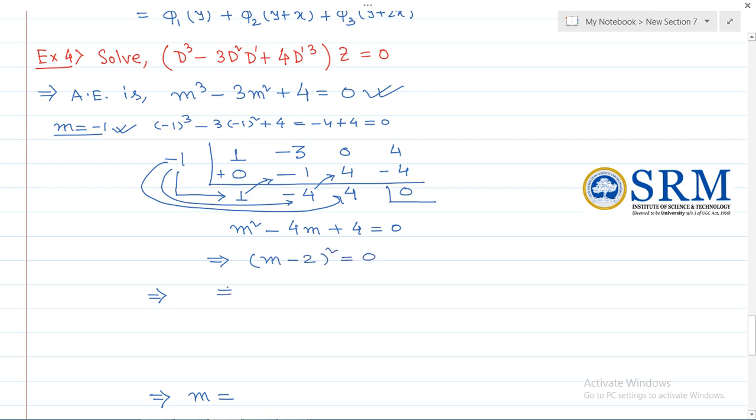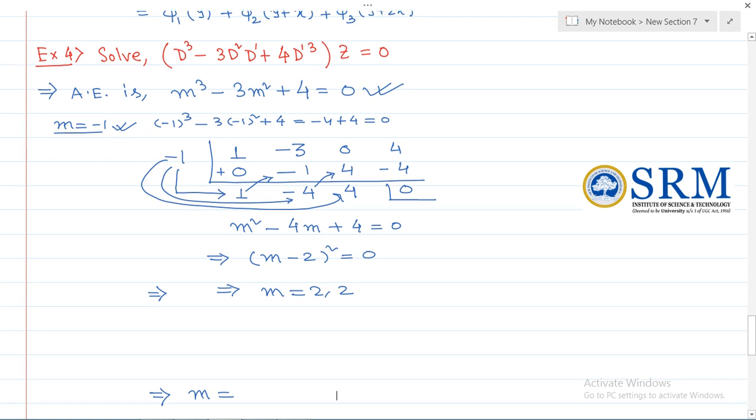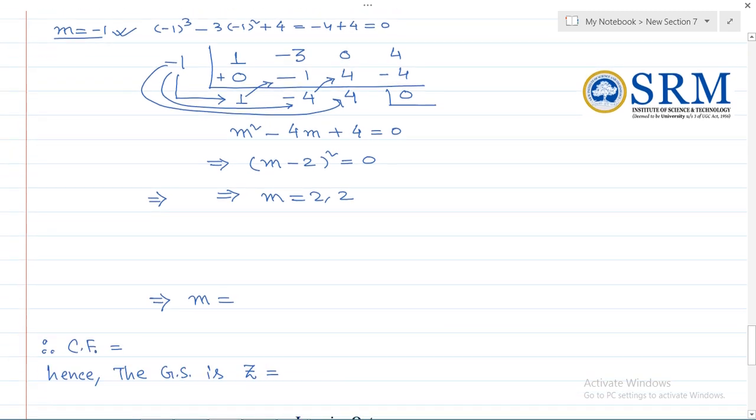So what are the values of m? We have m equals 2, 2, right? So we have three roots. What are the three roots we have obtained? The roots are minus 1, 2 and 2. So one root is different, and the rest of the two roots are the same. So what will be our complementary function then?